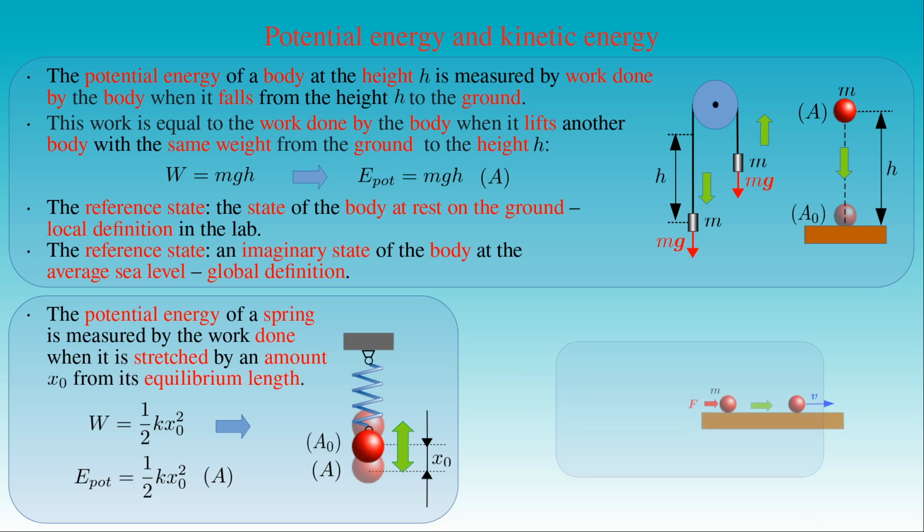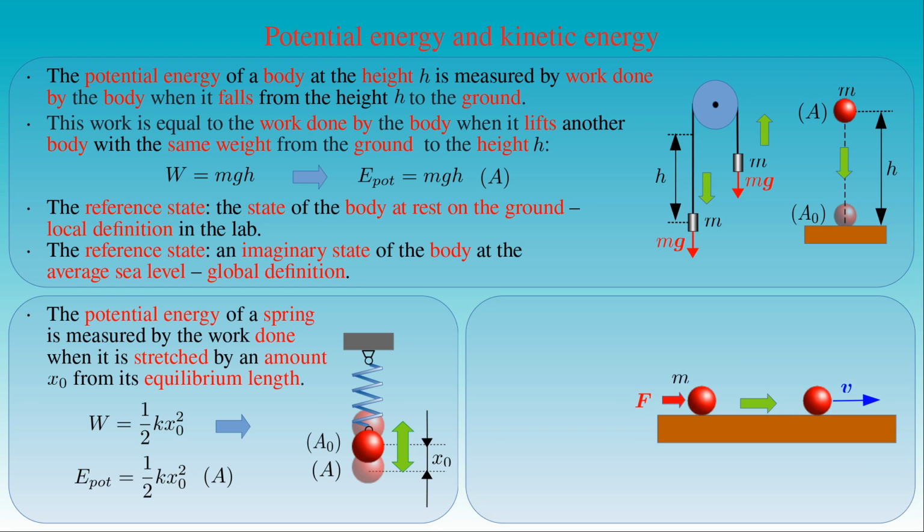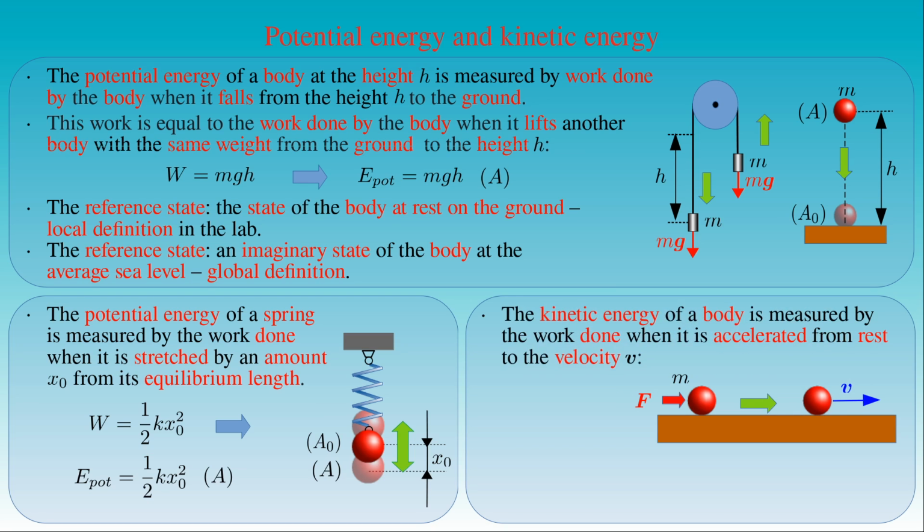A moving body is also able to do work due to its velocity, representing another form of energy called kinetic energy of the body. We already determined the work done when a body of mass m at rest is accelerated to the speed v, which is equal to 1 over 2 times the mass m times the square of its instantaneous velocity v. Here the reference state A0 of the body is the state when it is at rest. This work can be used to measure the kinetic energy of the body in a state A when it moves at the speed v, that is the kinetic energy of the body is equal to 1 over 2 times m times v squared. The potential energy and the kinetic energy are the two different forms of mechanical energy possessed by an object due to its position or due to its motion.